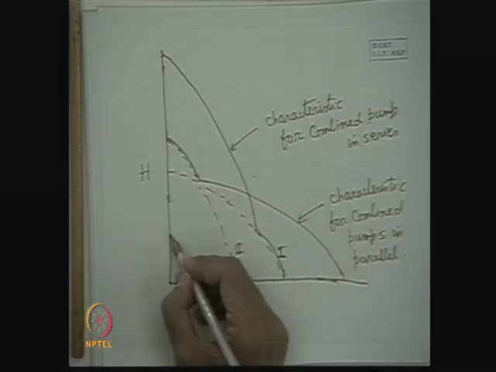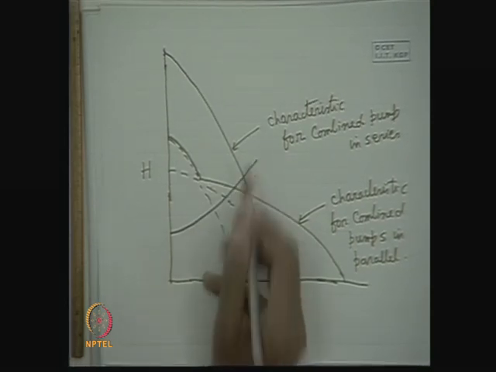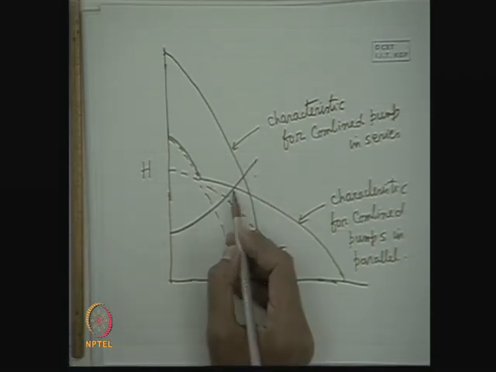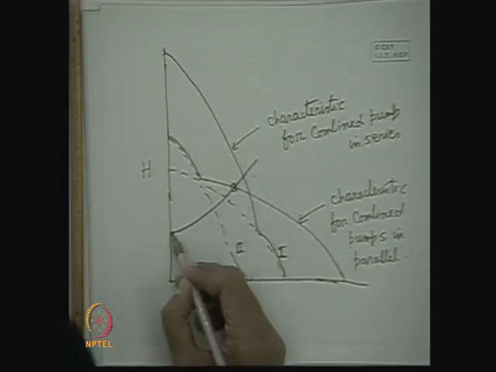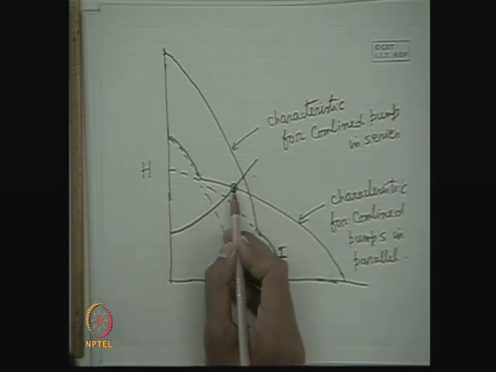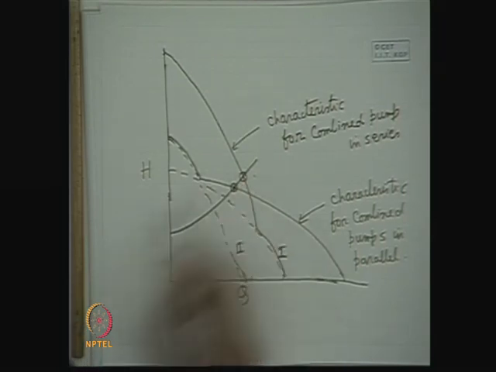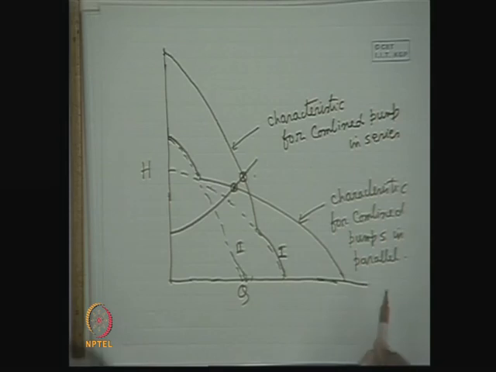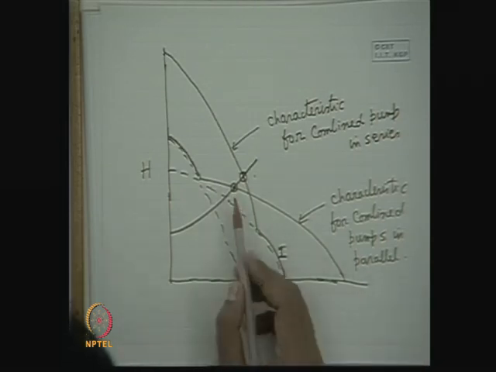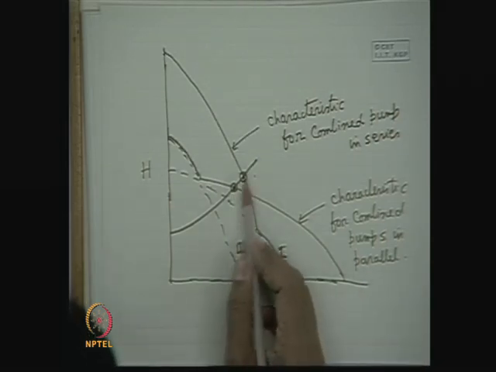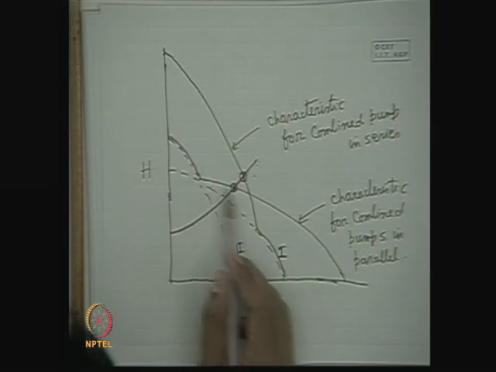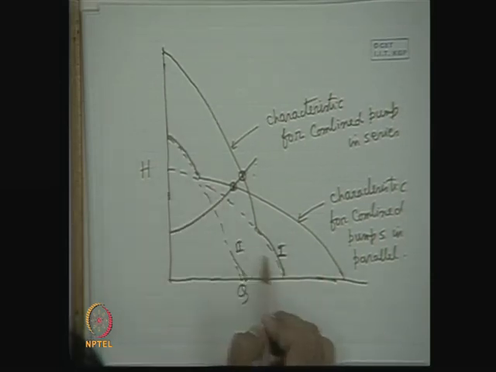And the operating point will be determined entirely by, for example, this will be the operating point if the system resistance is this for the combined pump in parallel, and this is for the combined pump in series under this system operating characteristic. It will be determined by the intersection of the system characteristics or system resistance with the characteristics of the combined pump system.